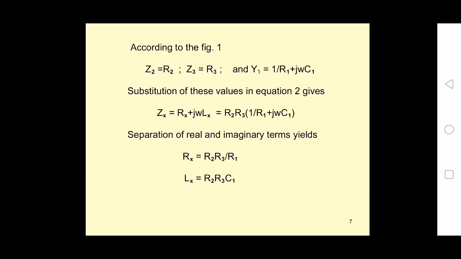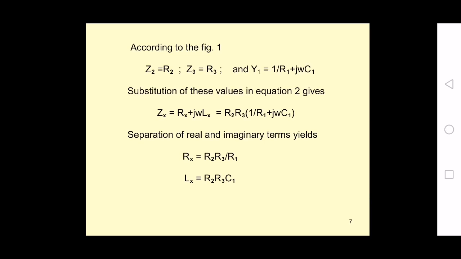For zero detector current, that is the balance condition, the currents are I1 equal to E by Z1 plus Z3, your supply voltage divided by Z1 plus Z3. Similarly, I2 will be equal to E by Z2 plus Zx.